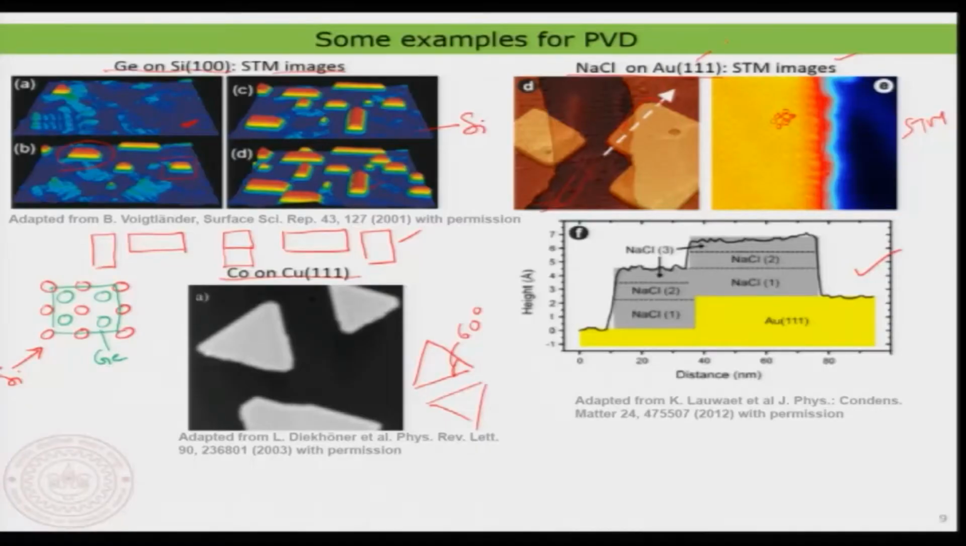Now, when it comes to sodium chloride on gold 111, that is something much more interesting. In that case, you would recollect immediately that the gold 111 surface is actually a 6-fold surface. Yeah? Gold 111 surface is actually a 6-fold surface. It has a 6-fold symmetry.